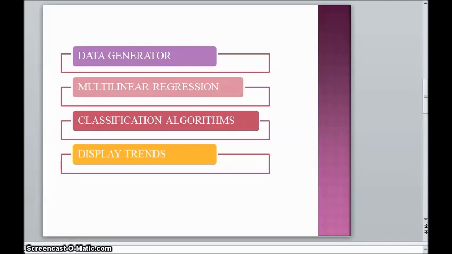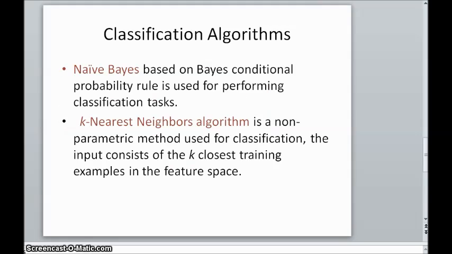The third stage is classification algorithms. The classification algorithms we used here are naive-Bayes, which is completely based on the conditional probability rule, and the k-nearest neighbors algorithm, which is based on the k-closest training set.